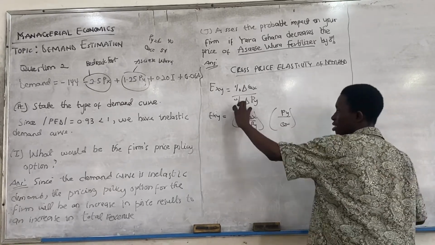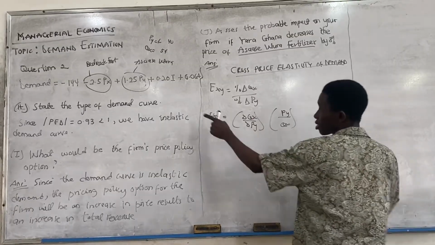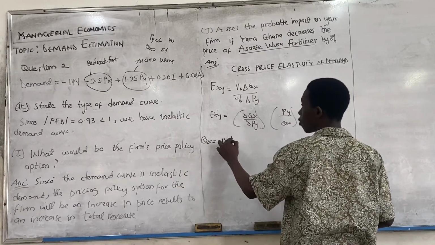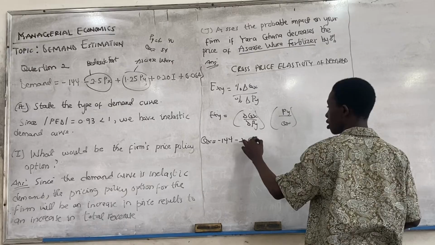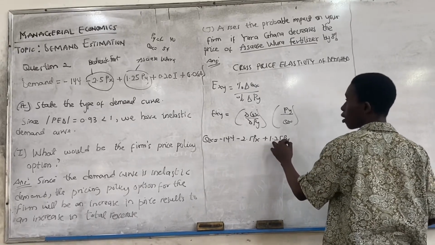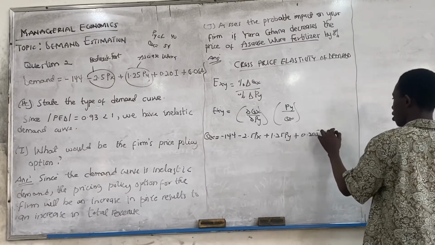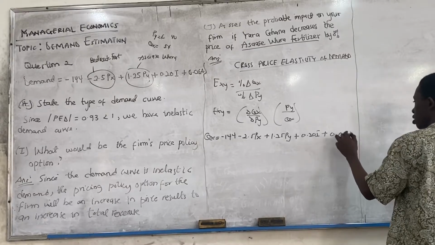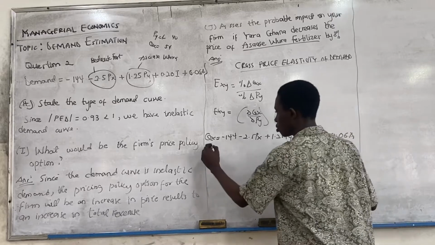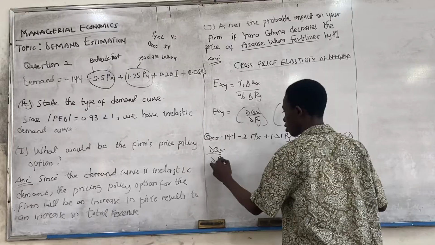If you are going to differentiate QS, with respect to what? PY. So you pick the quantity. QS is equal to minus 144 minus 2.5 PX plus 1.25 PY plus 0.20 I plus 0.06 A. So we are going to differentiate QS with respect to what? PY. QS with respect to PY.